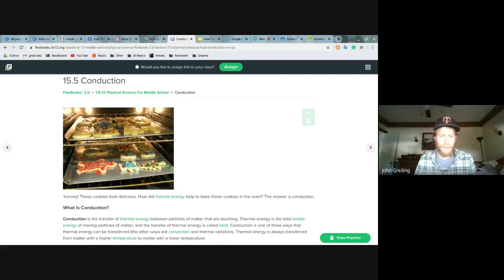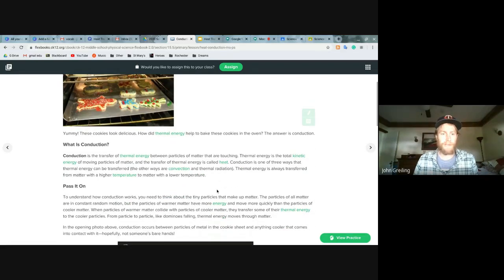Conduction is a transfer of thermal energy between particles of matter that are touching. Thermal energy is the total kinetic energy of moving particles of matter, and the transfer of thermal energy is called heat. Conduction is one of three ways that thermal energy can be transferred. So there's three main ways, and we're just on this first one. Thermal energy is always transferred from matter with a higher temperature to matter with a lower temperature.